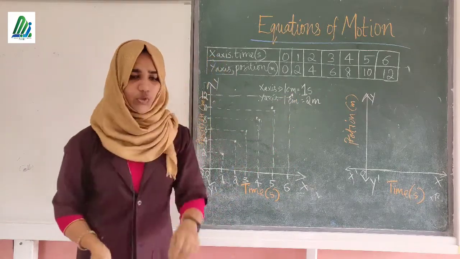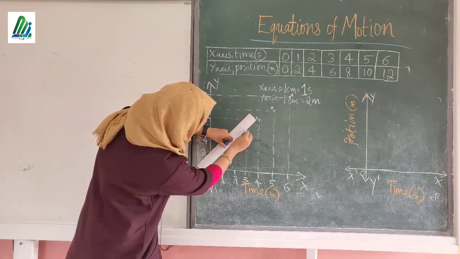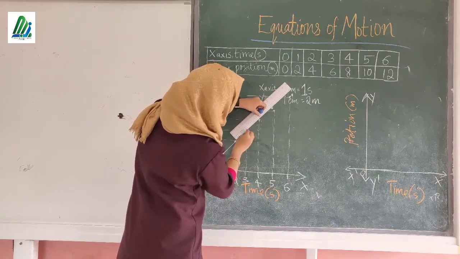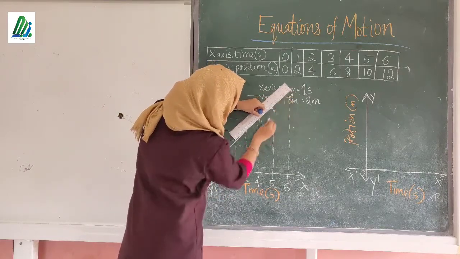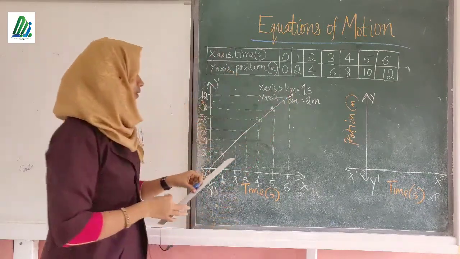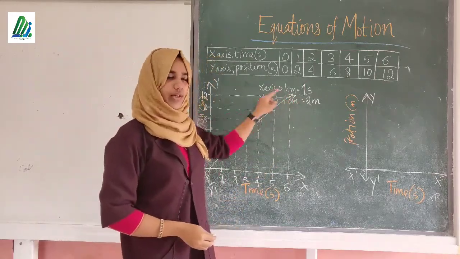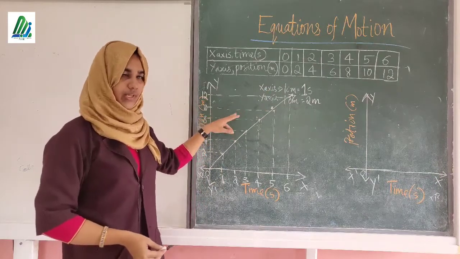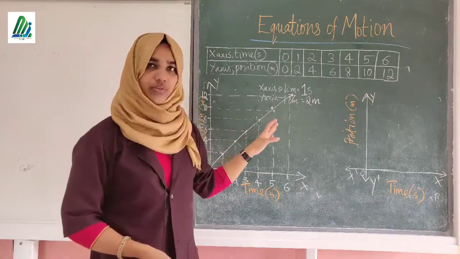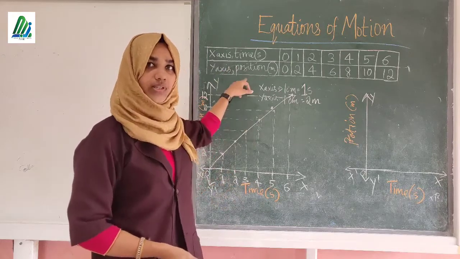So I am going to join all these points. I got a straight line. I got a straight line graph from this. By connecting hyphens we can easily point out. I think all of you got it, how I drew this graph.